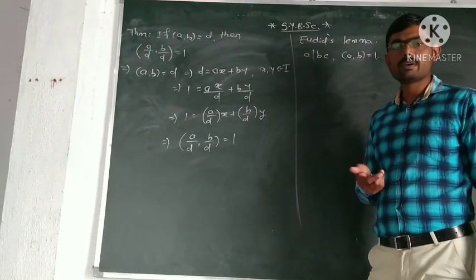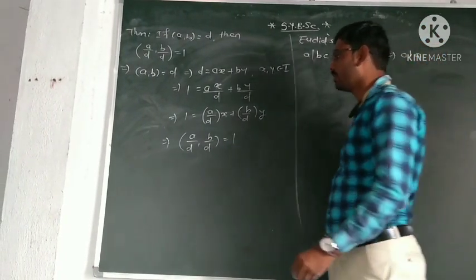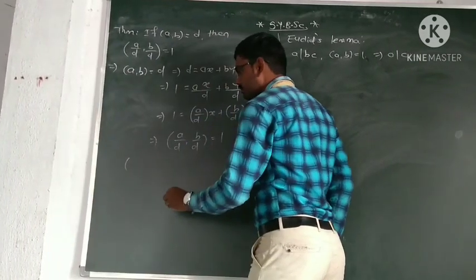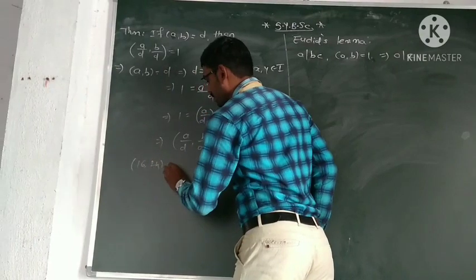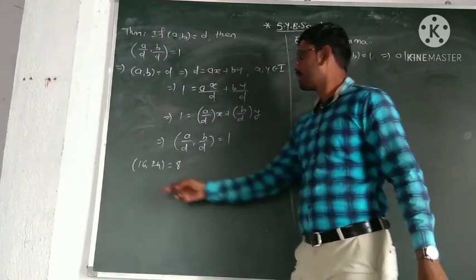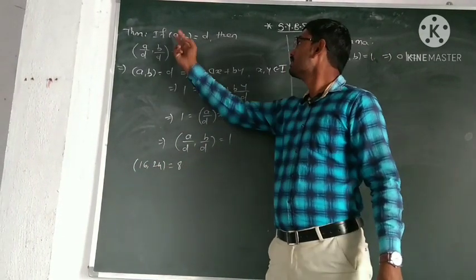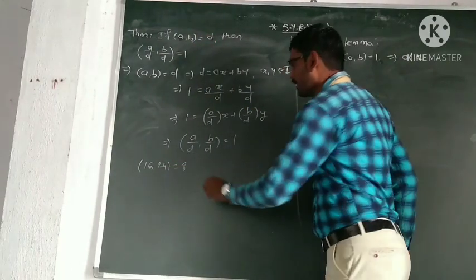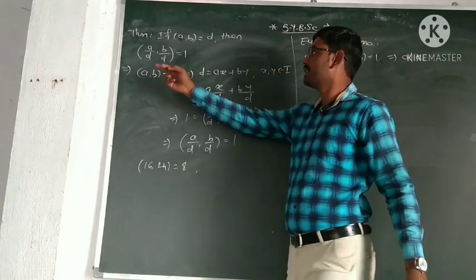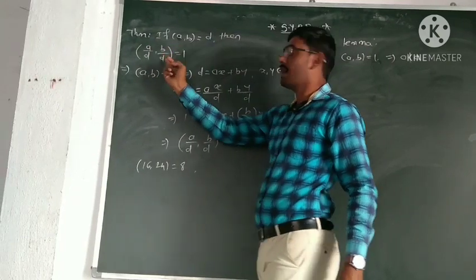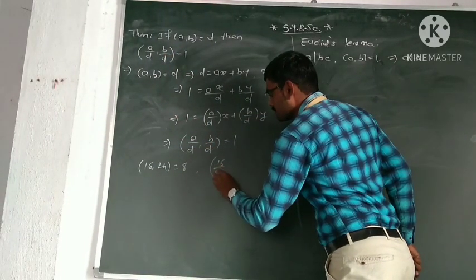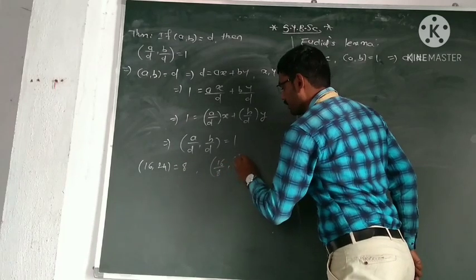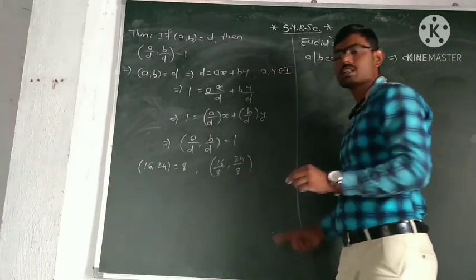So we will give an example. We know GCD of 16 and 24 is equal to 8. So this is A, this is B, this is D. GCD of A and B is equal to D. Then divide the numbers by the GCD: A by D, B by D. GCD of 16 by 8 with 24 by 8 must be equal to 1.